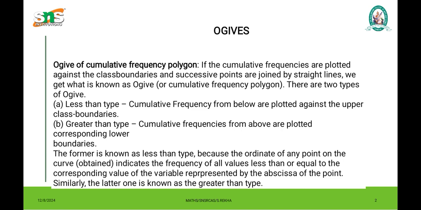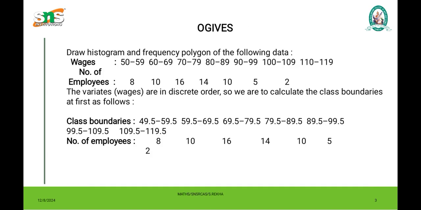The former is known as the less than type because the ordinate of any point on the curve indicates the frequency of all the values less than or equal to the class value of the variable. The latter one is known as the greater than type. Now we can see how to draw the ogives.